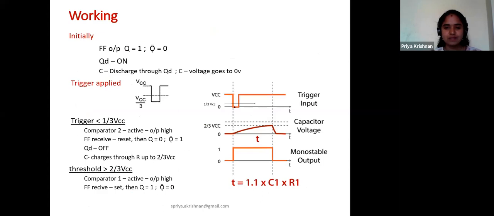So I apply a trigger which is less than 1 by 3 VCC. The capacitor initially went to 0 voltage. Again it started to rise up to 2 by 3 VCC. So the output pulse is available only up to that time period. Again it goes back to sleep. So how much time is it on? You can identify that using this formula: T is equal to 1.1 into C1 into R1. Yes, using this formula, you can identify it.